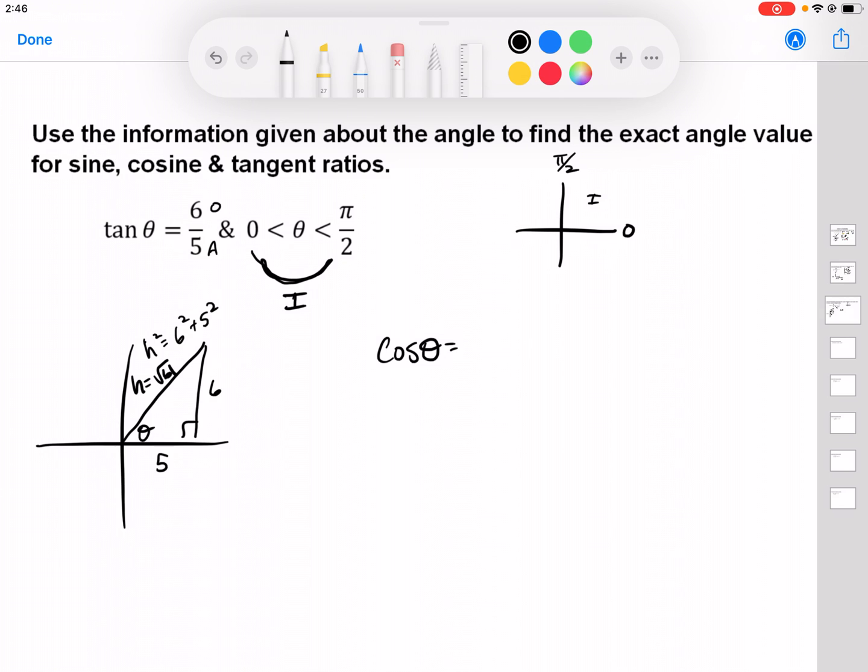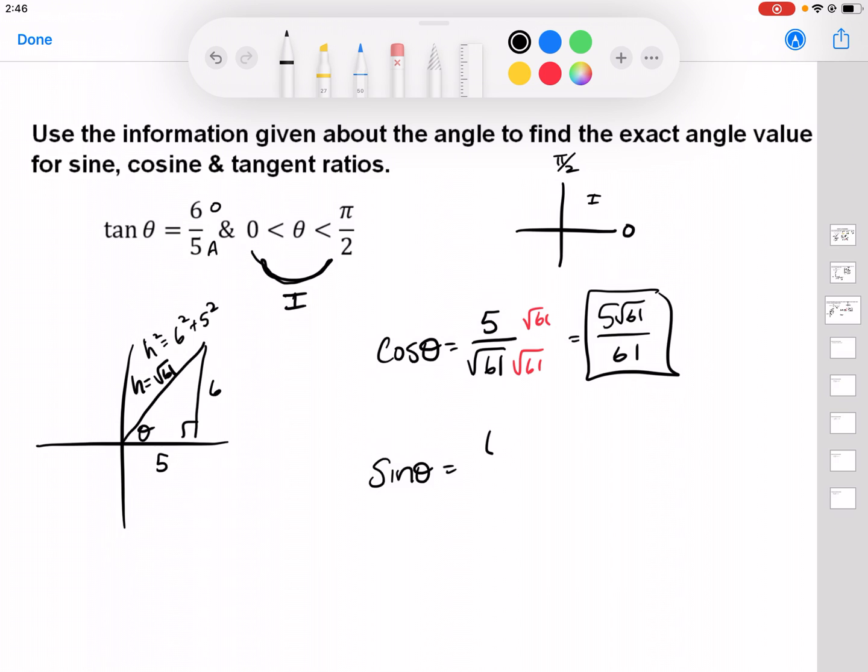So we just need to find our cosine value. Our cosine would be our adjacent, so 5, over our hypotenuse, so square root of 61, which we would rationalize, and we would get 5 square root of 61 over 61. Then we'd do sine, same idea, except we're doing opposite over hypotenuse. So we multiply by square root of 61 over square root of 61, and that gives us 6 square root of 61 over 61. And we're done.